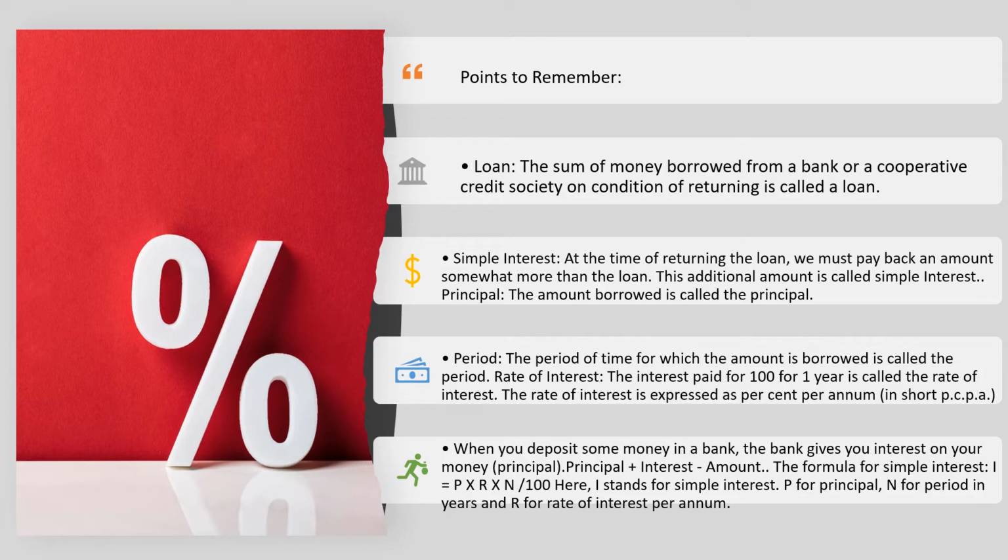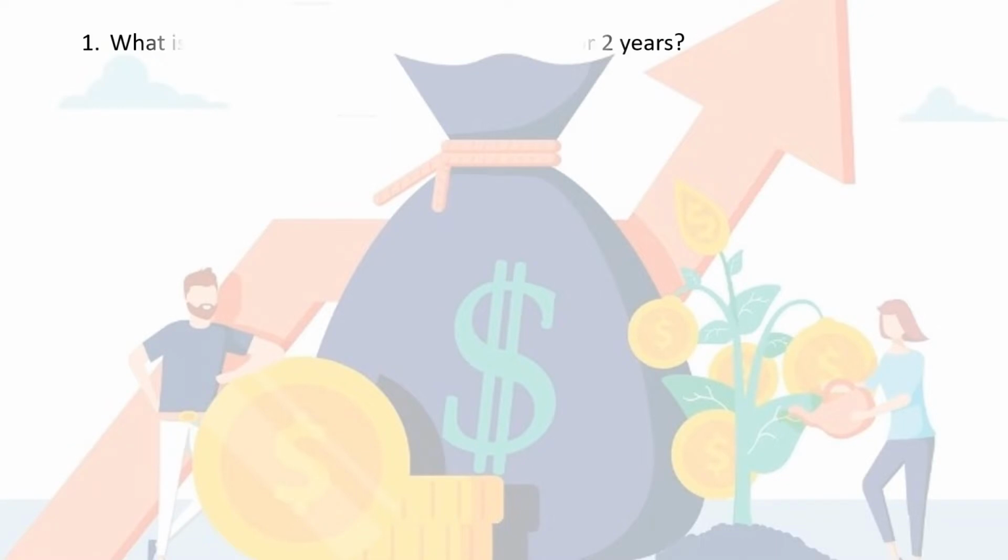I hope with this, the terms that we are going to use throughout the chapter are clear to all of you. Let's start with a very interesting sum. First sum: what is the interest on rupees 5,000 at 12% per annum for 2 years? If you remember the formula, you will be able to solve any type of sum here.